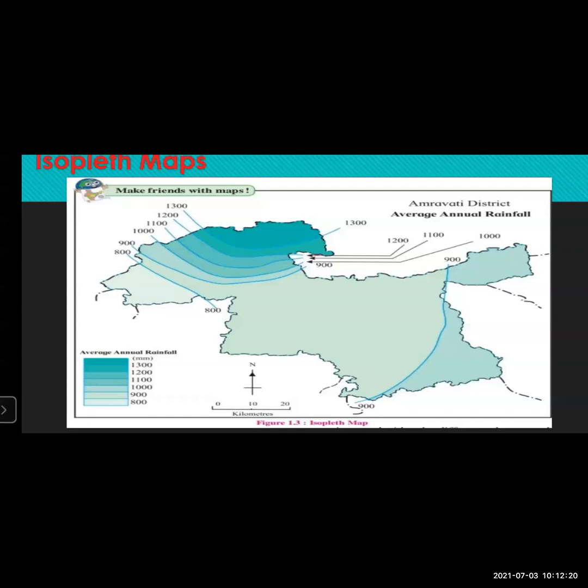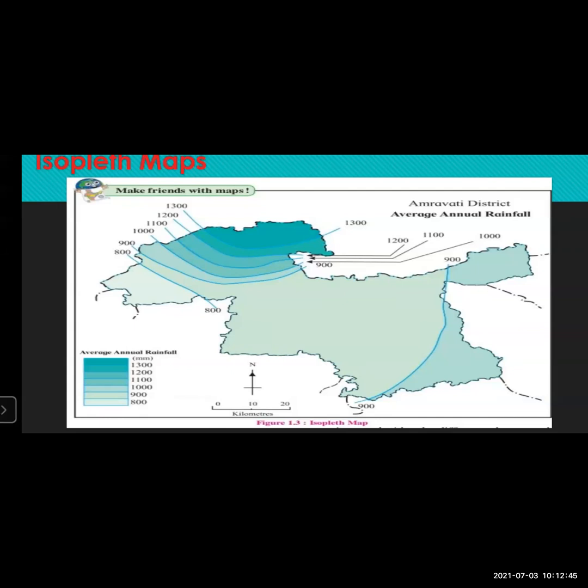What is the lowest value of the rainfall in the district? Now, what is the lowest value given here? The lowest value is 800. Now, you cannot say directly 800. You have to write like 700 to 800 is the lowest value. Now, just now we have studied how to read this isoplath map.